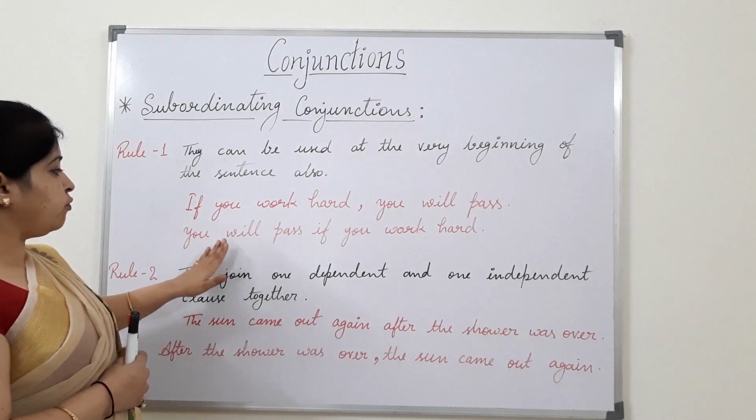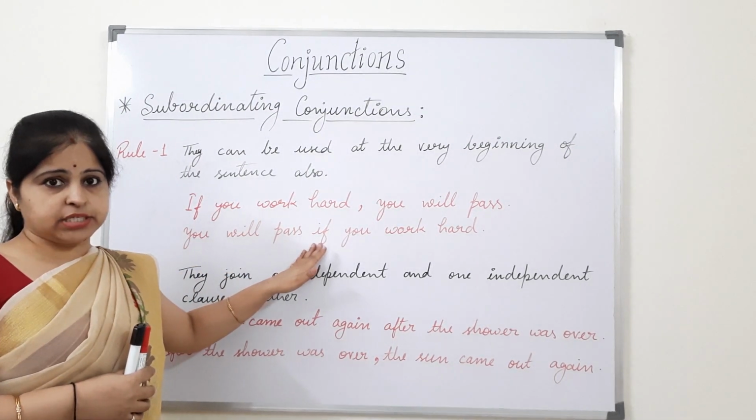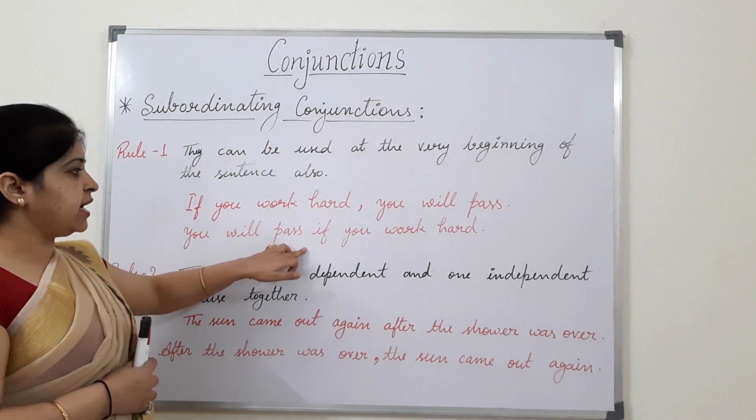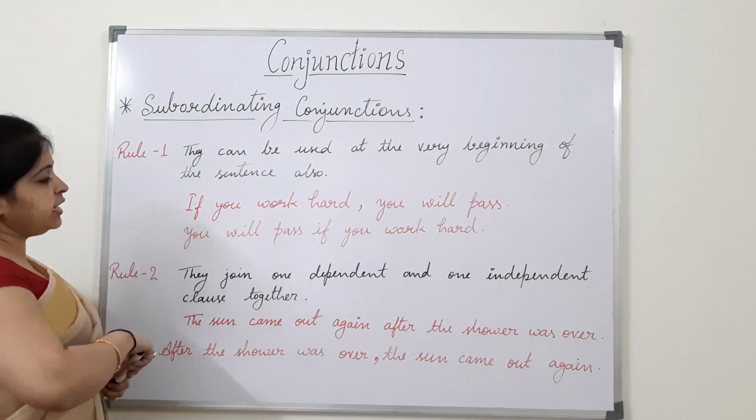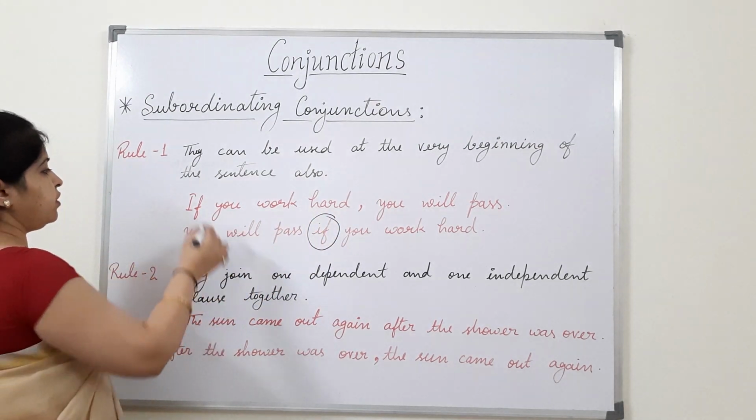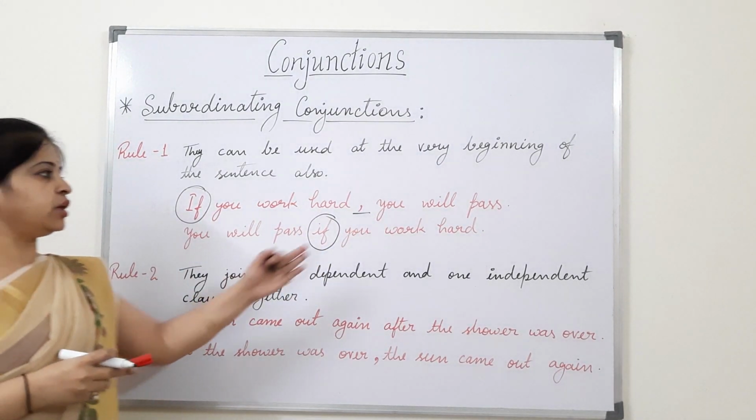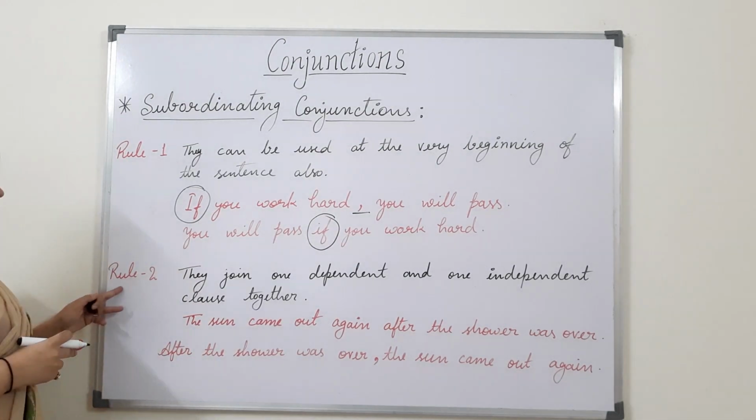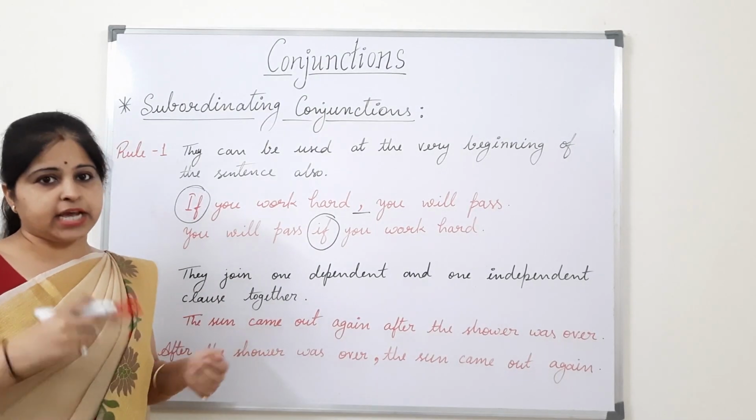And if we are using the subordinating conjunction in between the sentence, we do not put a comma. Here, you will pass if you work hard, no comma, because we are using the subordinating conjunction if in between the sentence. But when we use it at the first place, we put a comma before the beginning of the next clause. Okay. Next rule says they join one dependent and one independent clause together, as we have discussed.